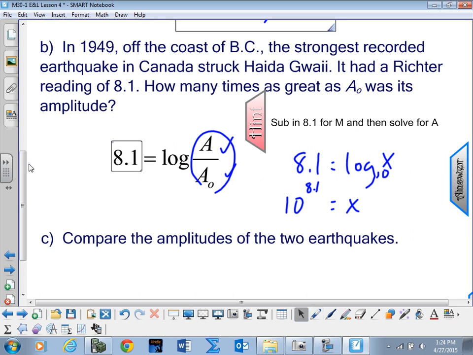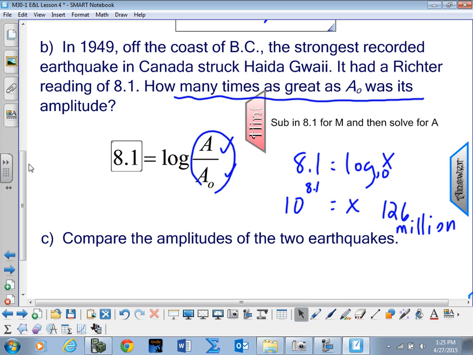And that huge number is 126. Count the number of spaces. If we round it to the nearest million, it is 126 million times 10 to the 8.1. It's asking you how many times as great, which is asking you for that fraction. What is A over A0? And that's why I substituted in the x.